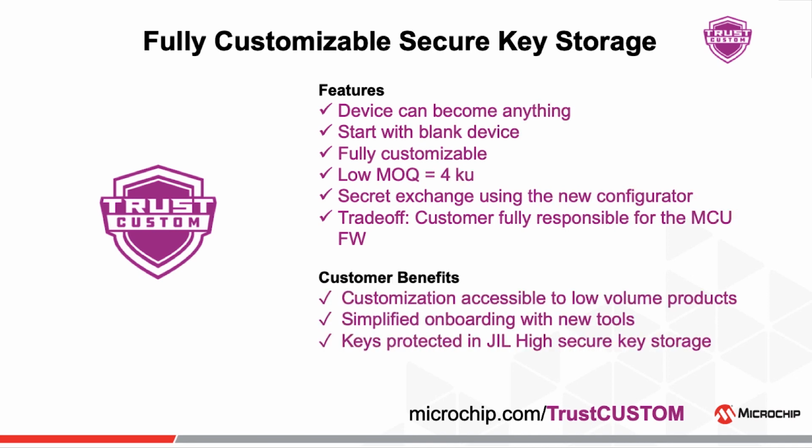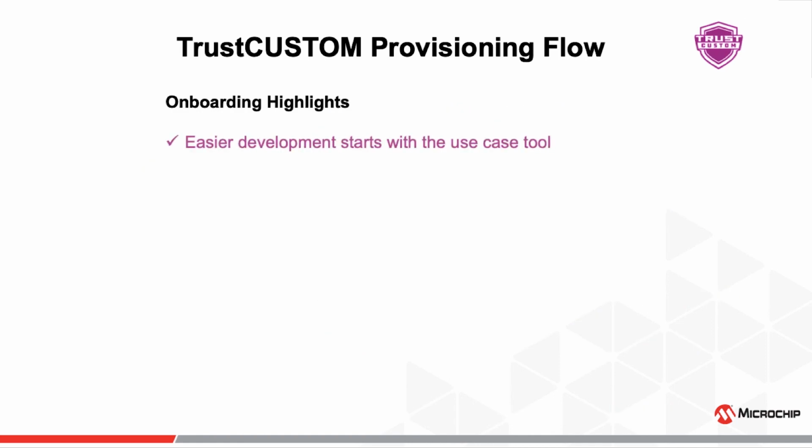TrustCUSTOM is basically a fully customizable device that has a low MOQ, a low minimum orderable quantity of 4,000 units, including provisioning. The device really can become anything. So the benefit here is the customization capability of the device is accessible to low volume projects. We simplify the onboarding with a new tool. That tool will only be available under NDA because it's custom work, right? For TrustFLEX and TrustCUSTOM, there's absolutely no need for NDA. And then obviously the keys are still protected in that JIL rated secure key storage.